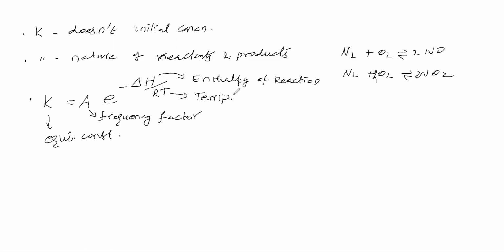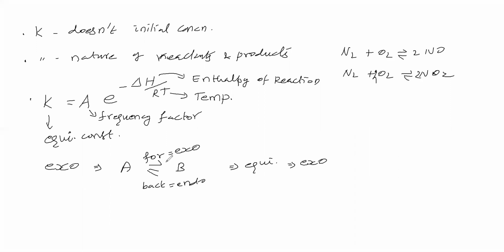Now, suppose the process is exothermic. What is exothermic? Suppose A gives B. This forward is exothermic, which means backward is endothermic. That is the meaning. So, suppose we are saying for the given equilibrium reaction, the process is exothermic, based on forward. The forward is exothermic we have taken.